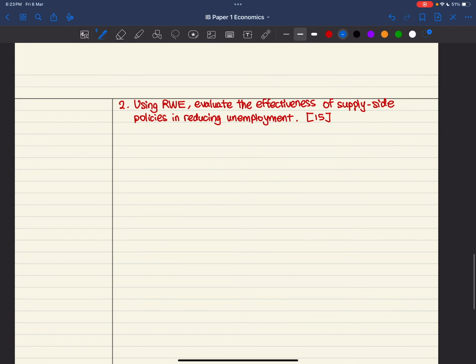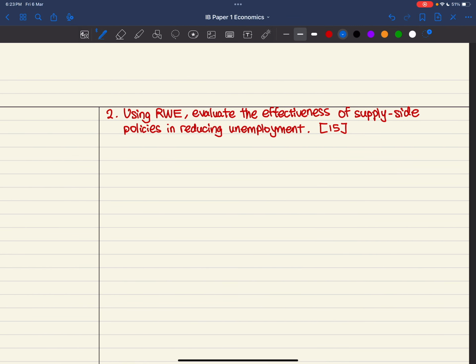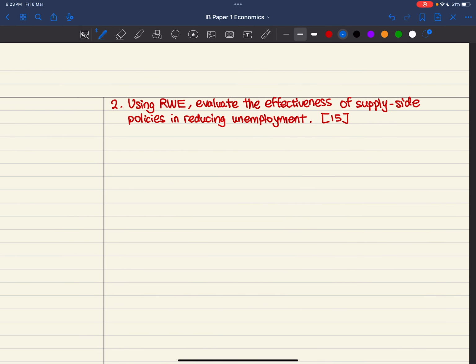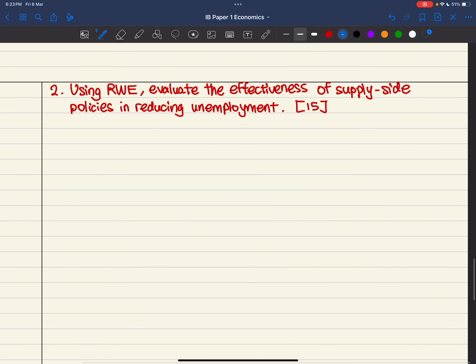All right, moving on to the harder bit, which is the 15 marker. You should allocate a lot of time to this, probably 50 minutes. So first we need to plan. Let's look at the question first. Effectiveness of supply side policies in reducing unemployment. So what do we think of immediately? When I think of supply, I usually think of interventionist policies, which is human capital, education, infrastructure, because this is the easiest to explain.